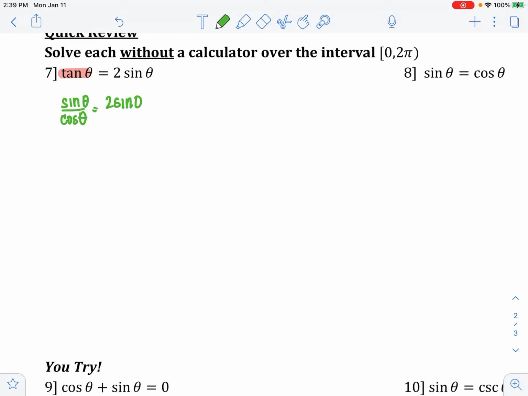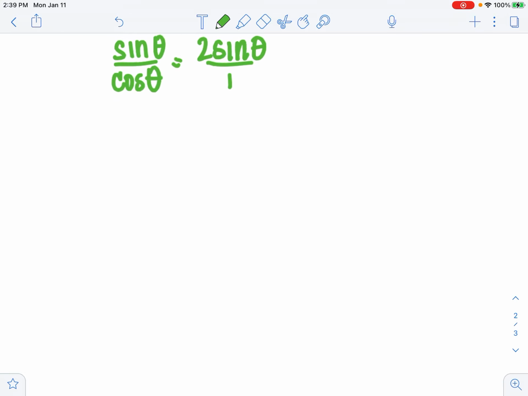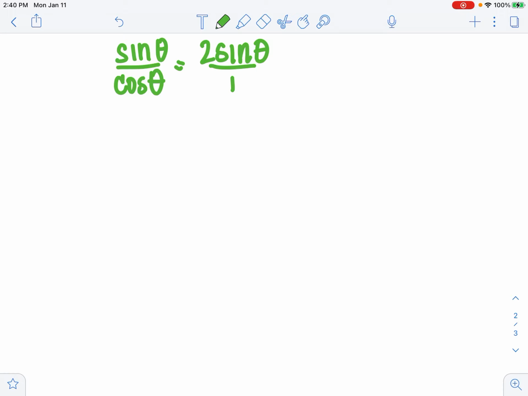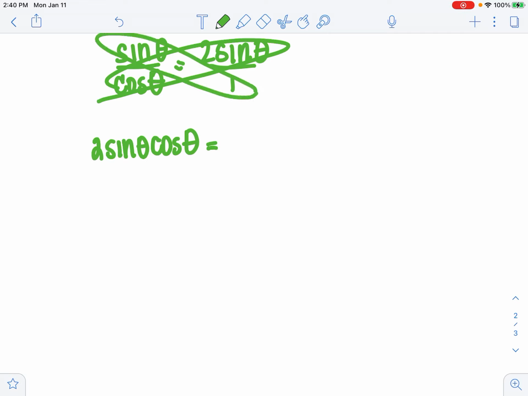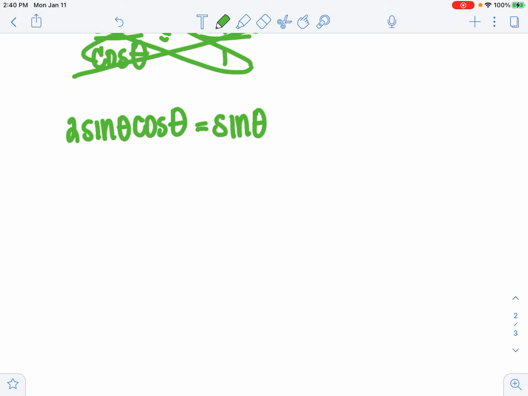Then I'll make this a fraction, and then I realize I have a proportion, so I'm going to cross multiply. So I have sine times 1 is sine, and then 2 sine times cosine is 2 sine cosine. So I have 2 sine cosine equals 1 times sine, which is sine. It doesn't matter which one you do first. I could have sine equals.